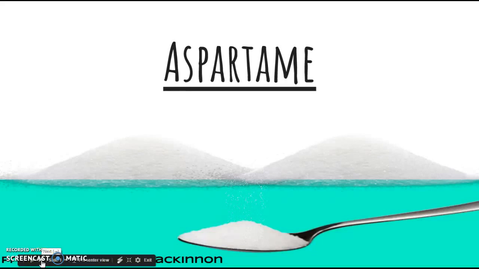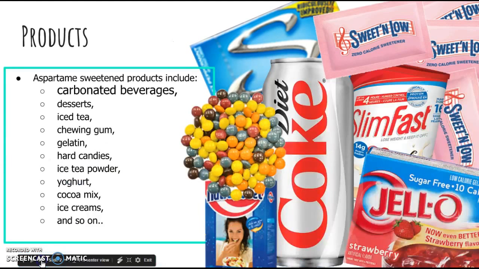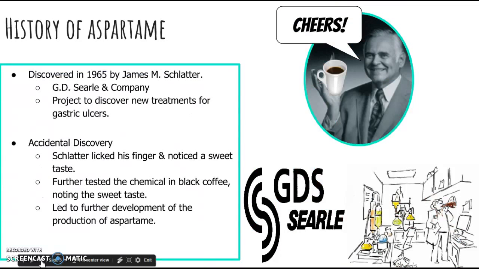The material that I was interested in exploring was aspartame. Aspartame is a synthetic sweetener and sugar replacement. Products that include aspartame are carbonated beverages such as Diet Coke, desserts, iced tea, chewing gum, and so on. So, the history of aspartame.